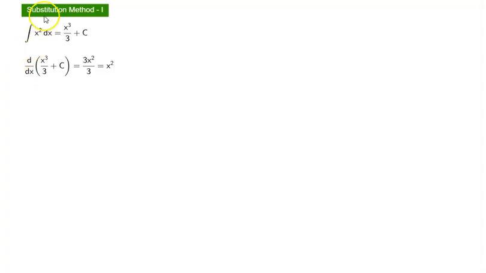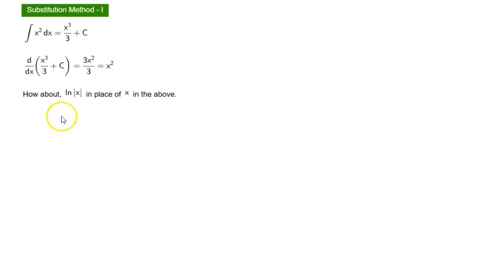Remember, integral x to the power of n dx is equal to x to the power of n plus 1 by n plus 1 plus c. So just in case, let's verify this. Differentiating the right hand side, we get 3x square by 3, which is equal to x square, which is what is there under the integral.